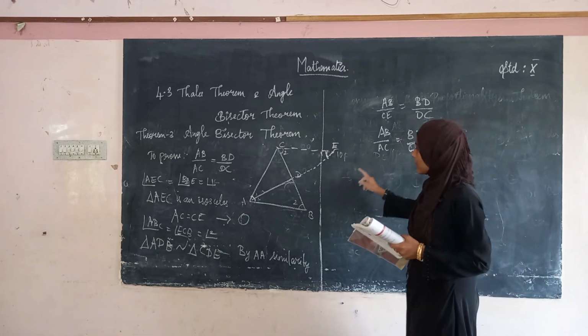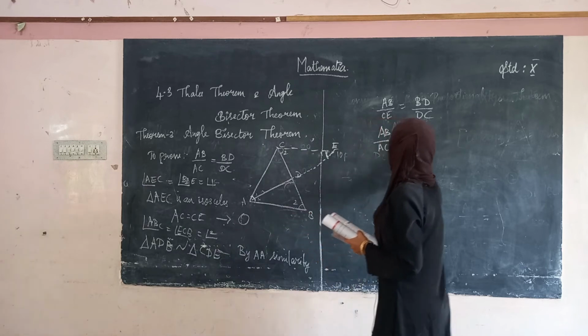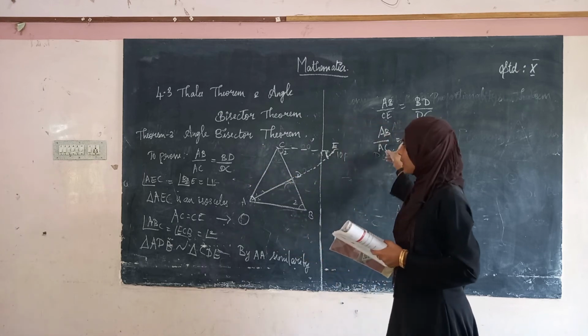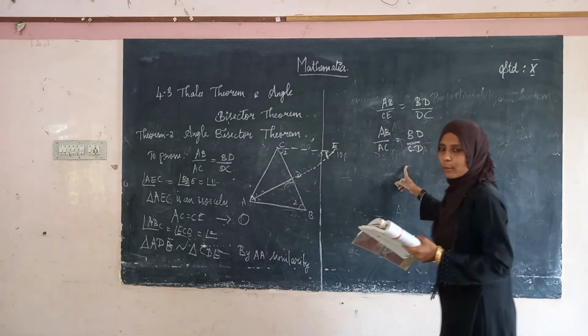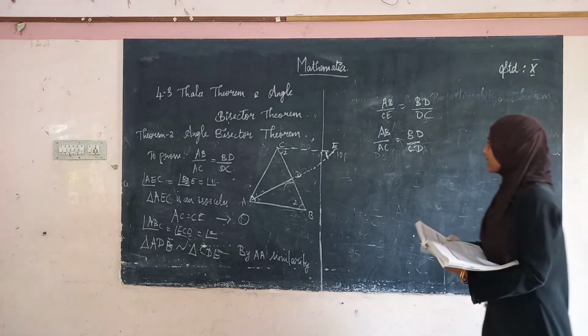AB divided by AC is equal to BD divided by CD. This is what we have to prove, right? AB divided by AC is equal to BD divided by DC. Hence, we have proved. Okay, now let us see the converse.